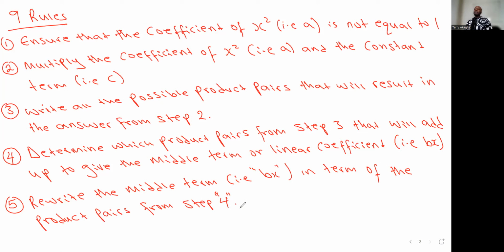After you've rewritten that, the next thing is to combine the first two terms and the last two terms. Then you simplify the equation and take out any common numbers or expressions. So the next thing you do is combine the first two terms and the last two terms.